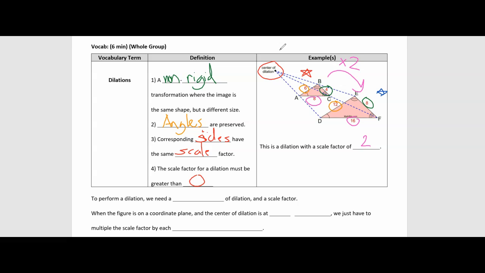And that's what they mean by scale factor. It's the number that you multiply every side by in your pre-image to get the side lengths in your image. And that number has to be the same for all the sides. I can't multiply one side by 2 and another side by 3. I have to multiply every side by the same number. Now, it doesn't have to be 2, it just has to be the same.